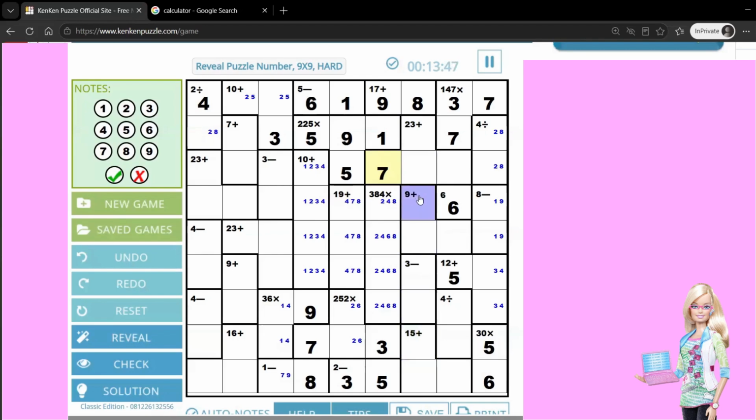Can I figure out where 7 goes here? Probably not. That could still be a 7, 1, 1. That could be a 7, 4. 7 could also go there. Are any of you noticing something really obvious that I'm missing? Sometimes I feel like I miss really obvious things.